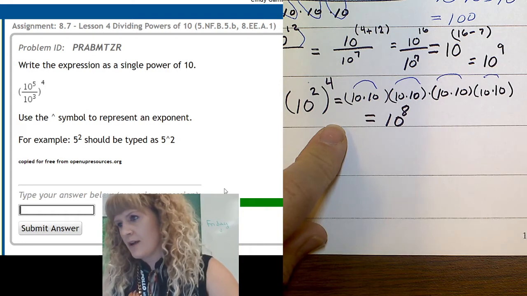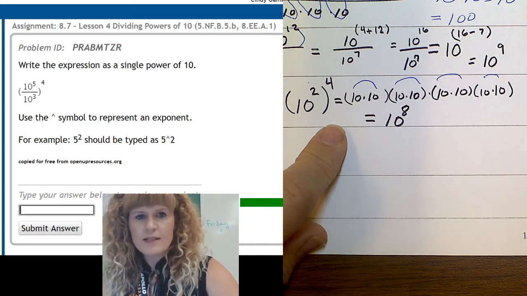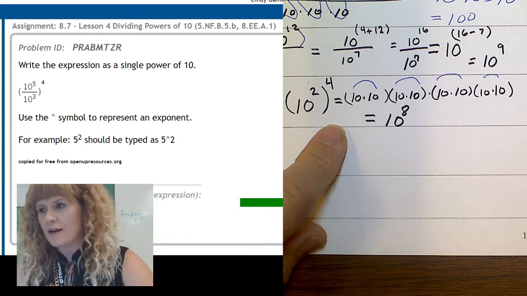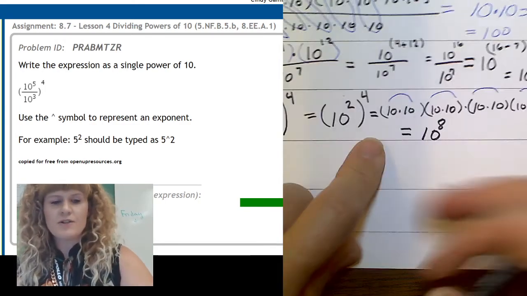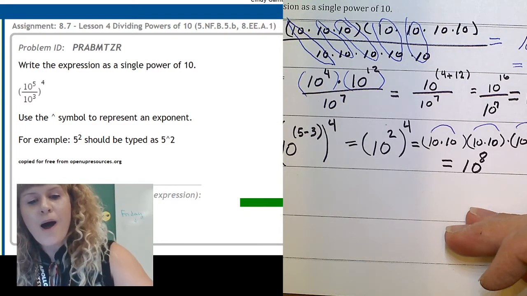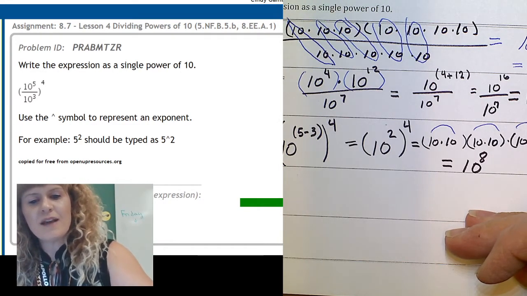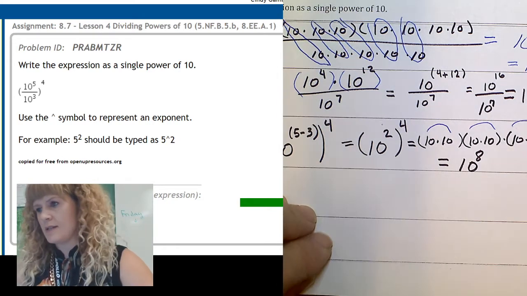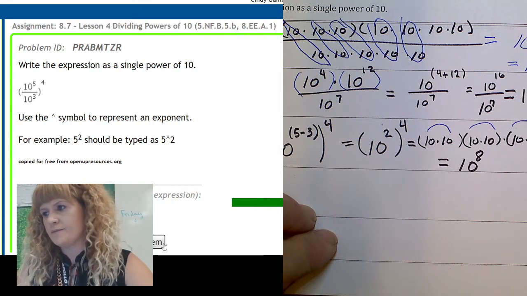Go ahead and put in your answer right now. 10 to the 8th power. And I'm going to cover it up to make sure you're listening. 10 to the 8th power. Use the caret symbol just like it tells you.